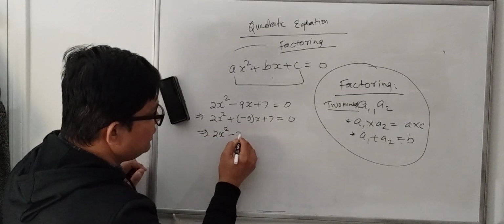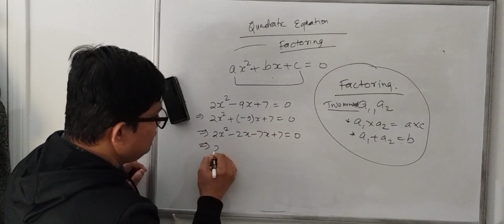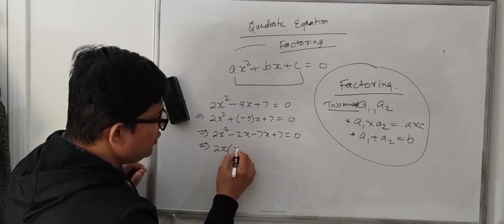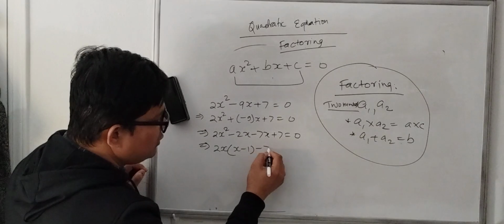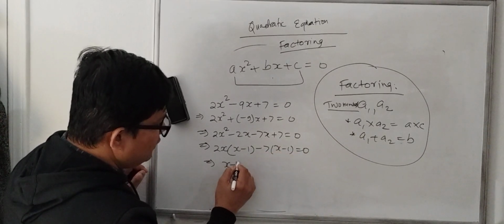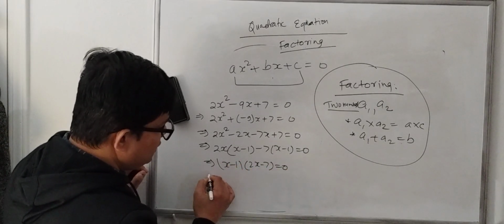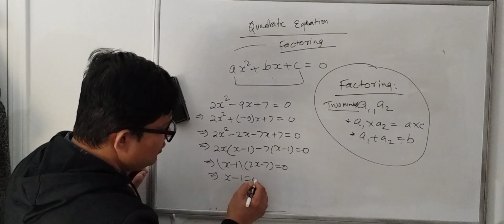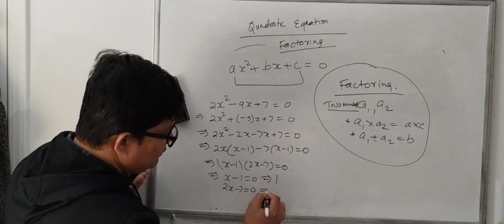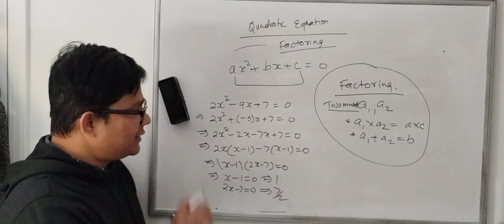Let's do that. 2x squared minus 2x minus 7x plus 7 is equal to 0. So 2x is common in these two terms, so 2x times x minus 1. Here 7 is common, minus 7 times x minus 1 is equal to 0. So x minus 1 is common in both. The remaining is 2x minus 7 is equal to 0. That means x minus 1 is 0 or 2x minus 7 is 0, which will give me 1 or 7 by 2. Okay, so now I have two answers.